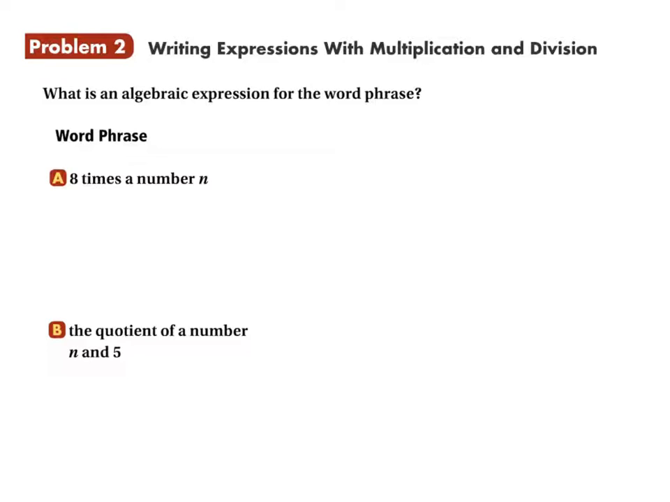Writing expressions with multiplication and division. What is an algebraic expression for the word phrase 8 times a number n? What is the operation symbol for times? It's multiplication. So 8 times a number n can be written as 8 multiplied with n, or it can be written as 8n, because when there's no operation symbol, it is understood to be multiplication.